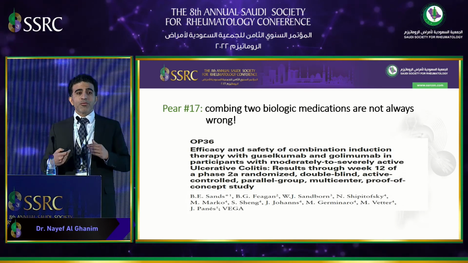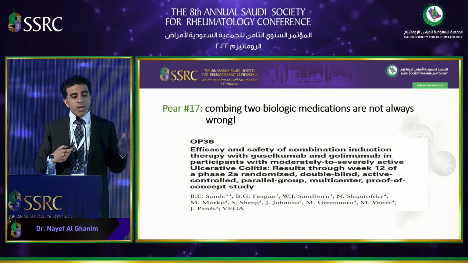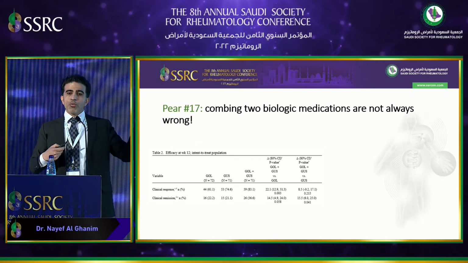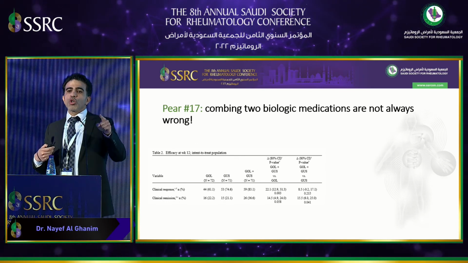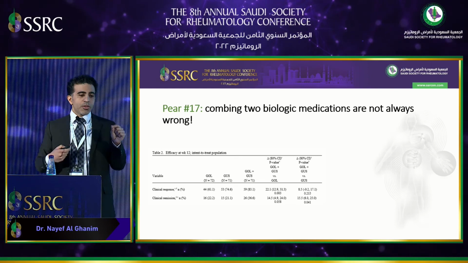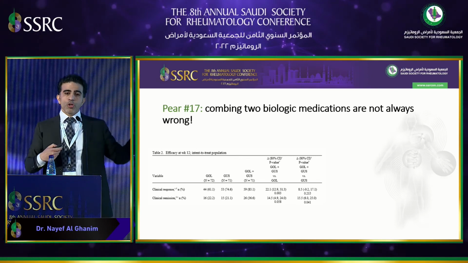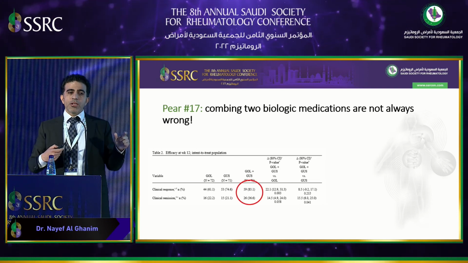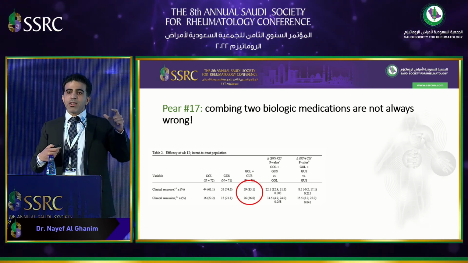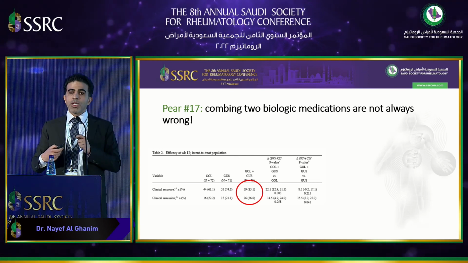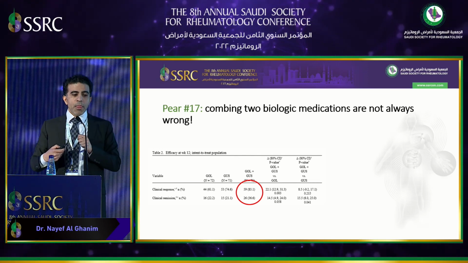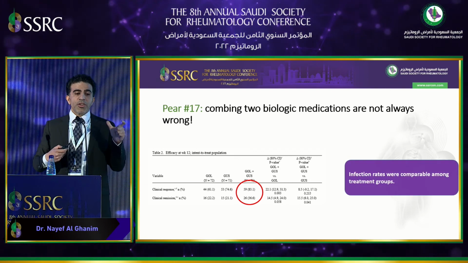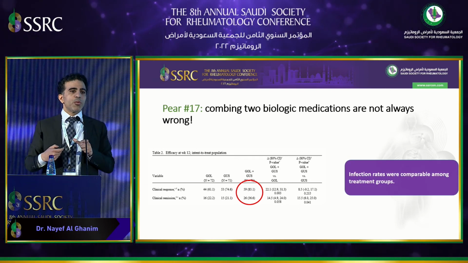This is an abstract which included patients with moderate to severe ulcerative colitis. What they did, they combined golimumab, which is an anti-TNF, and guselkumab, which is an interleukin-23 inhibitor. And they compared it to guselkumab monotherapy and golimumab monotherapy, and the combined medication works. The patients were more likely to achieve clinical remission and clinical response compared with the monotherapy. And what's important is that the infection rates were similar between the 3 groups.